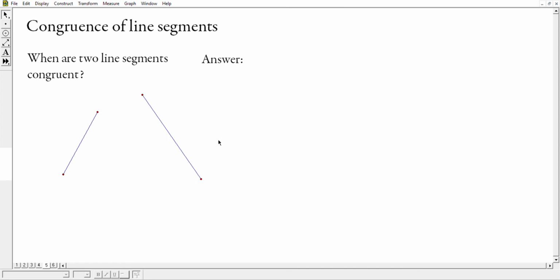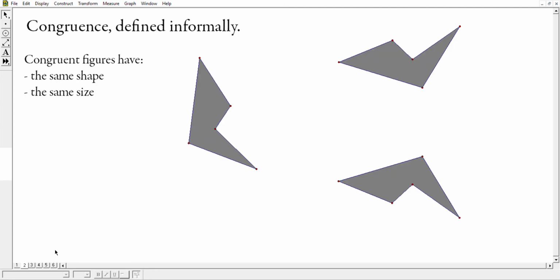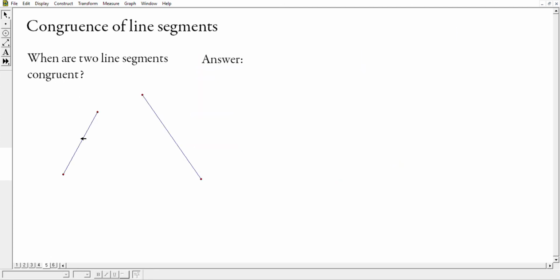The first non-trivial case where there actually can be non-congruent things are line segments. Line segments are pieces of lines that have endpoints. It's all the points between here and here. Are these 2 line segments congruent? Do they have the same shape and the same size? Well, they have the same shape. They're line segments, but one is longer than the other. This one is longer than this one.